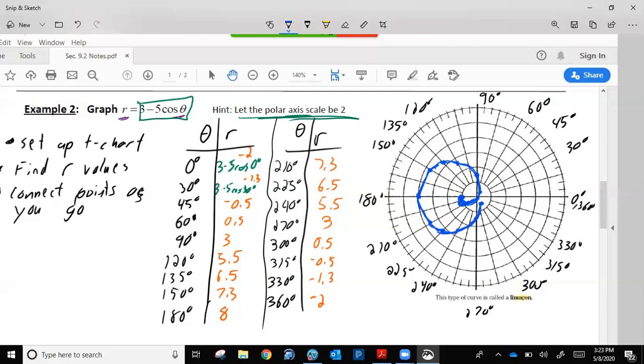315 dips back into the negative. So 315 is in the fourth quadrant, but -0.5 radius tells me to move away from that into the second quadrant, opposite. So this curve is going to cross through the pole, connecting to my dot. 330 is a -1.3. So again, 330 is down in the fourth quadrant, but -1.3 tells me to go away into the second quadrant, a little bit closer to that first ring, connect. And finally, 360 gets me back to the start at -2 and kind of finishes this loop.